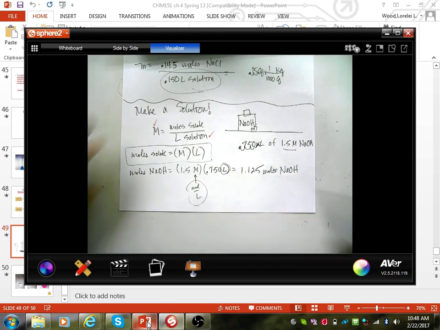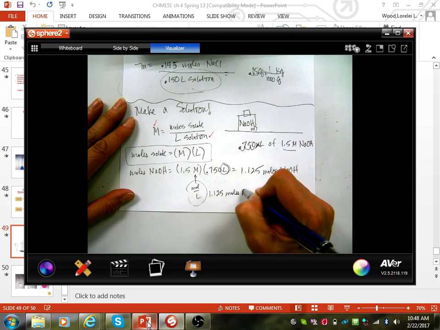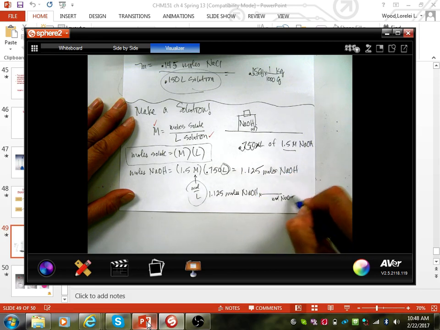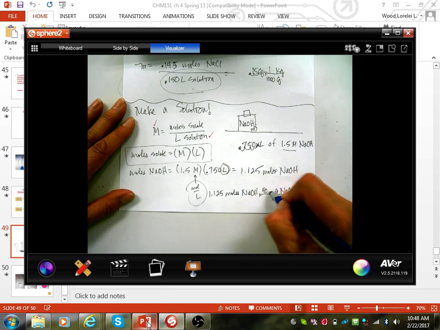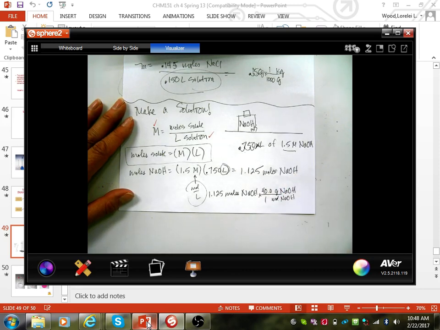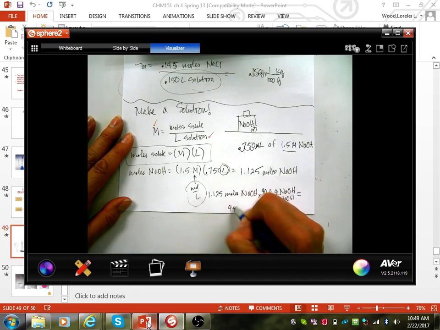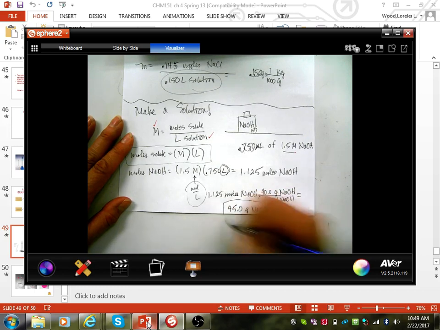I've got to convert moles to grams, so I'm going to take 1.125 moles of NaOH and go from moles of NaOH to grams of NaOH. I know the molar mass of this because I've mixed up tons of sodium hydroxide. It's 40 grams per mole. You guys can work that one out on your own. That's just something I have in my memory banks. So what's 1.125 times 40? 45 grams, 45.0 maybe, grams of NaOH. All right, is that my answer?